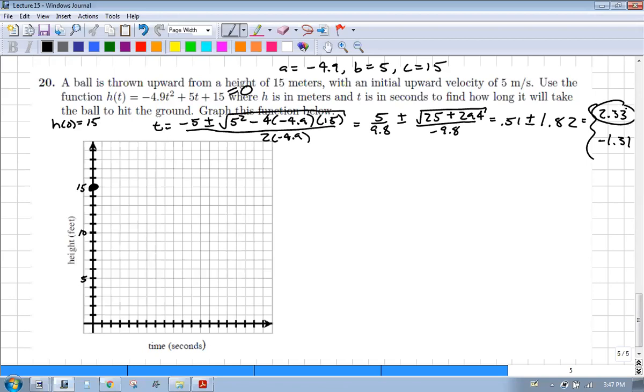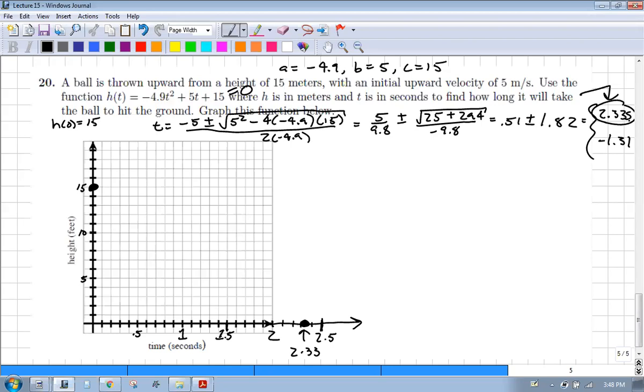So the positive one is the one of interest here. Since these tick marks are so small, let's use each tick mark to be a tenth. So 1, 2, 3, 4. This is 0.5. 1, 2, 3, 4. This will be 1, 1.5. 1, 2, 3, 4. This would be 2. 1, 2, 3, 4. This is 2.5 here. So 2.33, 1, 2, 3. Right about here. 2.33, just so our graph looks prettier.